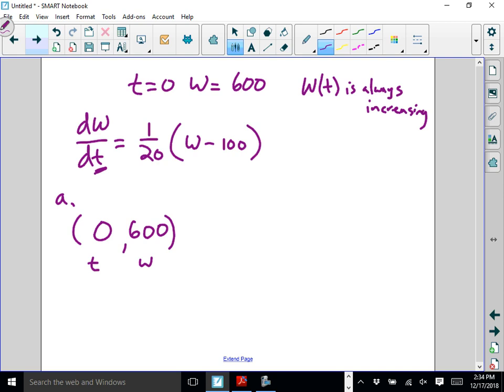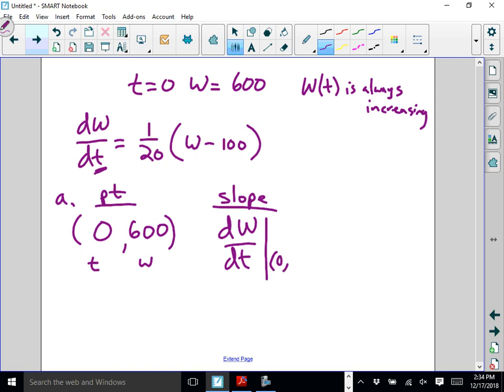My slope, then, I have to use the derivative to find. So what I'm going to do is take dw/dt, because the slope of my tangent line is always given by the derivative, and I'm going to plug in the point (0, 600).